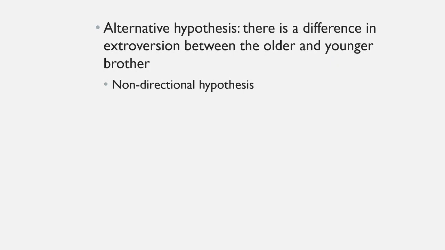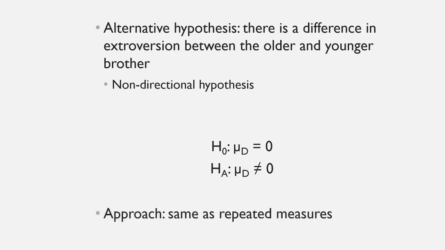Okay, so let's say our alternative hypothesis is that there's a difference in extroversion between the older and younger brothers. Okay, a more non-directional hypothesis, right? You're not saying whether or not you think older siblings or younger siblings are happier. You just think that they're going to be different. So again, your notation when you're constructing your hypotheses is going to look a little bit different if you're opting for a non-directional or a directional approach.